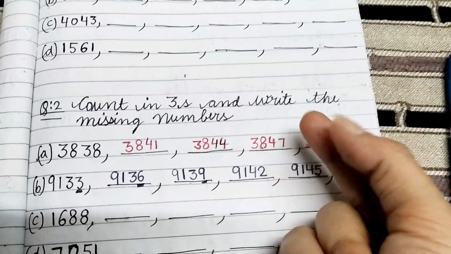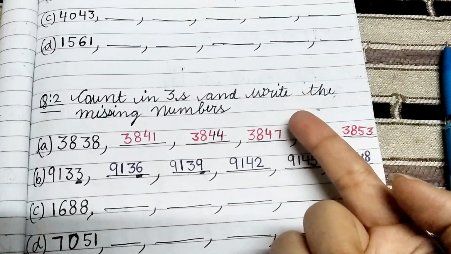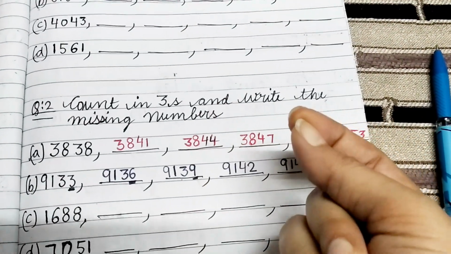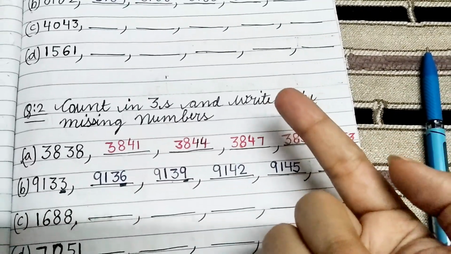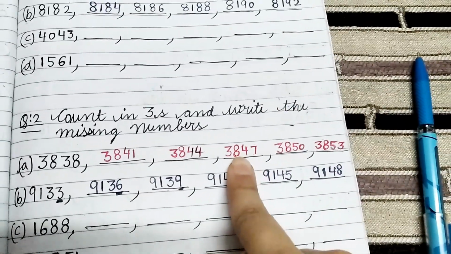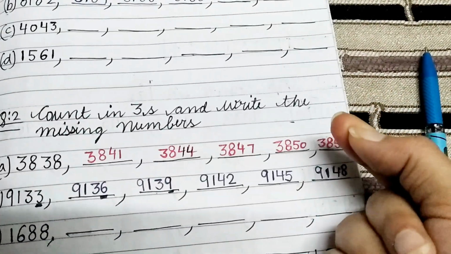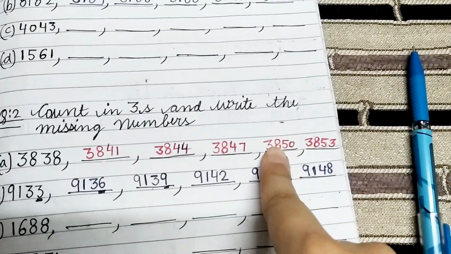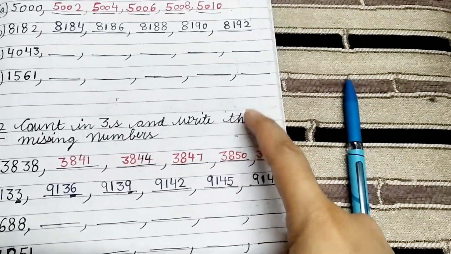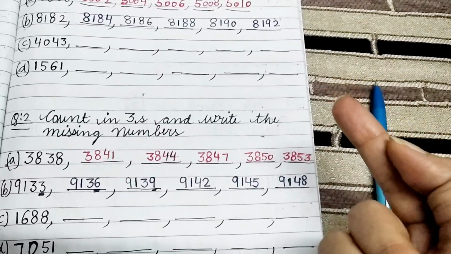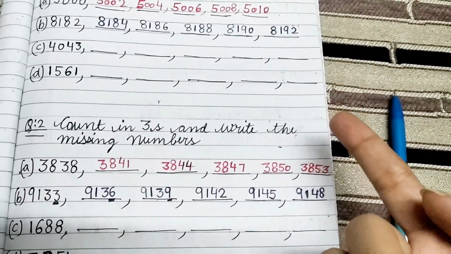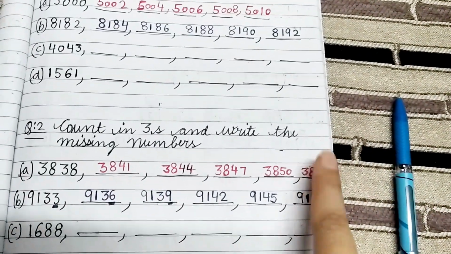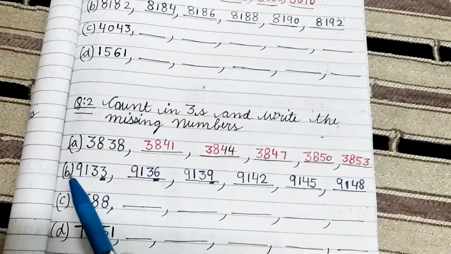Okay. 3,842, 3,843, 3,844. This I have written. Then 3,845, 3,846, 3,847. I have written. 3,848, 3,849, 3,850. I have written. Then 3,851, 3,852, 3,853. So at the third place, which number is coming? It is 3,853. So I have written that number. Okay. Similarly, you can try B part.